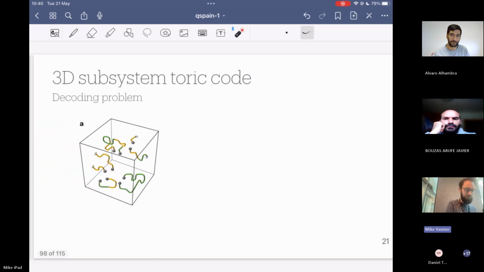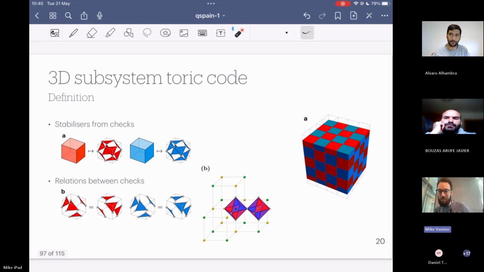Okay, before we go on, there's a question. So the question is: is this 3D code related to the HAR code?